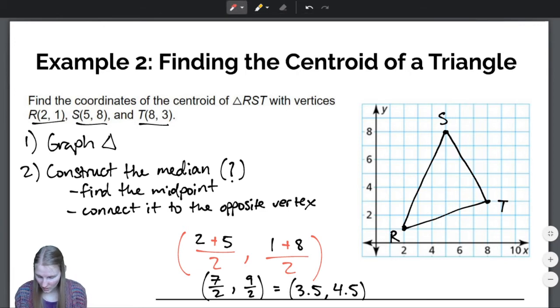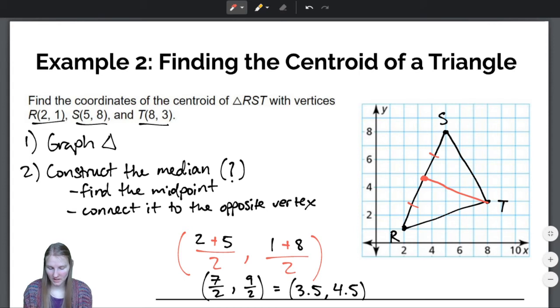So we have 3.5, 4.5. So there's our midpoint of side RS, and we'll show that it's a midpoint by using those tick marks. And then I'm going to connect it to the other vertex. Okay.